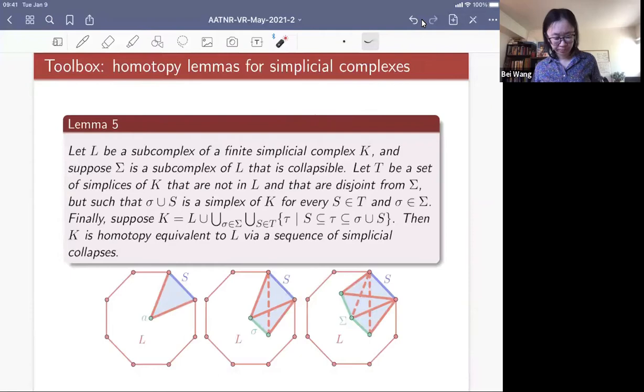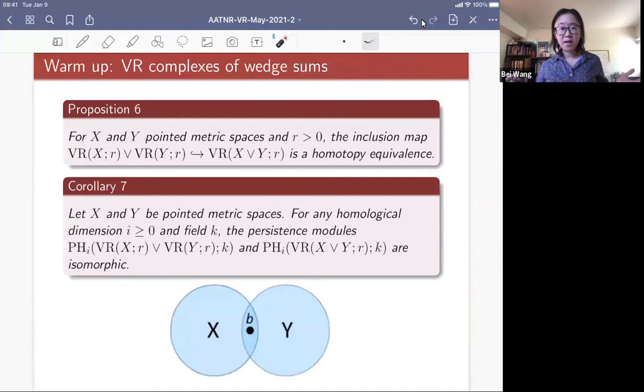Okay, so warming up, let's start with the simplest type of gluing. If I glue two pointed metric spaces at a single point, then we can have results relating the VR complexes of the sum versus the VR complexes of the individual spaces. So the idea is that if I take the Vietoris-Rips complex of the first space and the Vietoris-Rips complex of the second space, and take the wedge sum of those two, that space is homotopy equivalent to the Vietoris-Rips complex of the wedge sum at the same parameter. And because of this homotopy equivalence, if I move on to persistent homology, then the i-dimensional persistent homology over some field of the wedge sum of Vietoris-Rips complexes is isomorphic to the persistent homology of the Vietoris-Rips complex of the glued space.